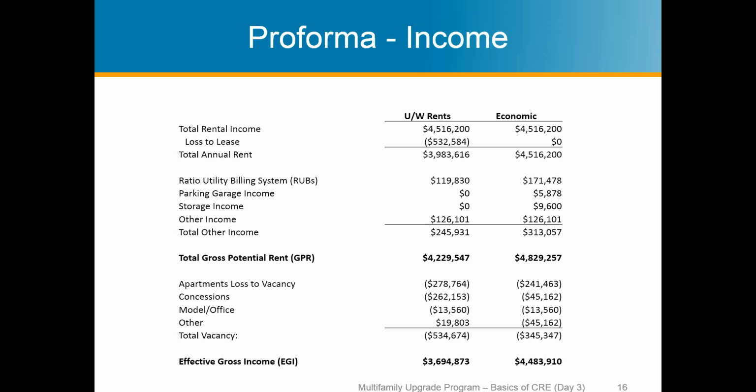Vacancy, we feel like we can get the apartment vacancy loss down. And because we're rehabbing it, we're making it nice, we're putting the best finishes out there, we're putting in new appliances, granite countertops, fresh carpet, maybe even hardwood floors, we don't need to expend as much on concessions as we did before, right? It looks nice, it's new, so we can reduce our concessions amount. So according to this analysis, we're reducing our total vacancy from $534,000 a year down to $345,000. So what that means is that I'm increasing my effective gross income from $3.7 million up to about $4.5 million. So an $800,000 increase in value.